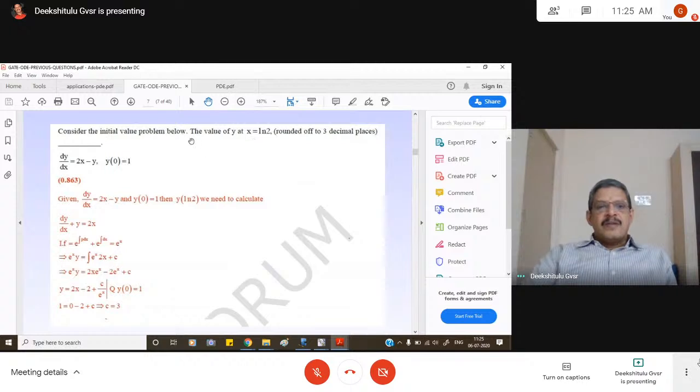And what is asked? What is the value of y at x is equal to ln2? If you put x is equal to ln2, e power ln2 is 2. That means 2y is equal to 2x into 2 minus 4.